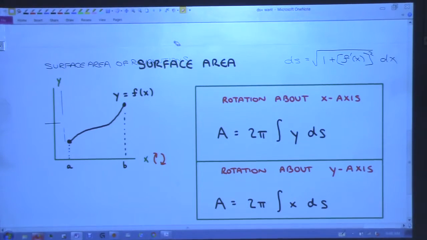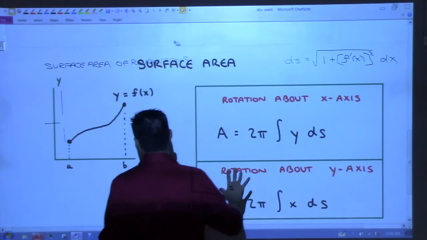Like if your axis of rotation is in a different place? Yeah, but here, whether you're adding or subtracting, we will never tweak this formula, okay?